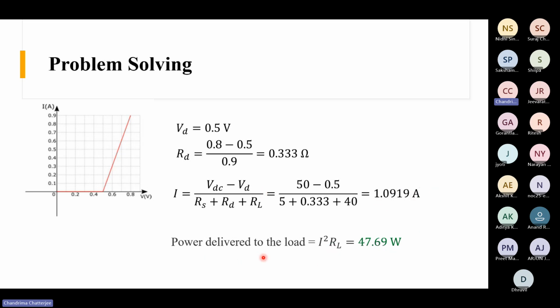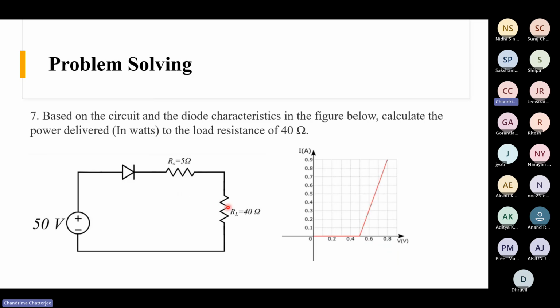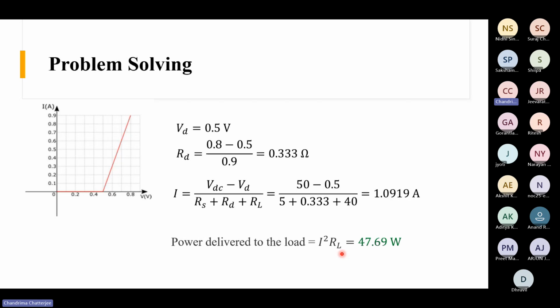So the power delivered to the load, this is our load resistance, will be I squared times RL. So this comes out to be 47.69 watt. This again you can verify, you can calculate it by yourself and check whether this value is correct. Okay. So this is the power delivered to the load.